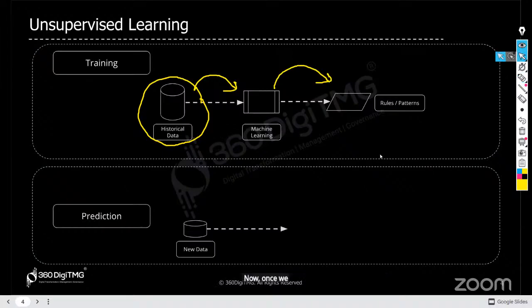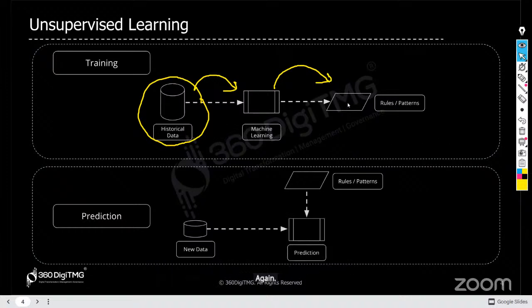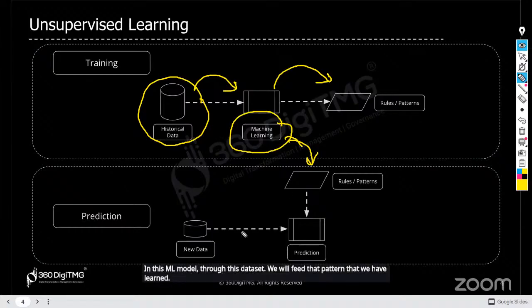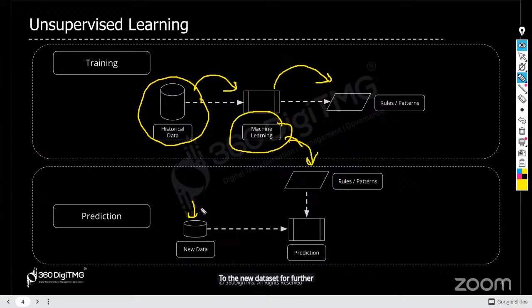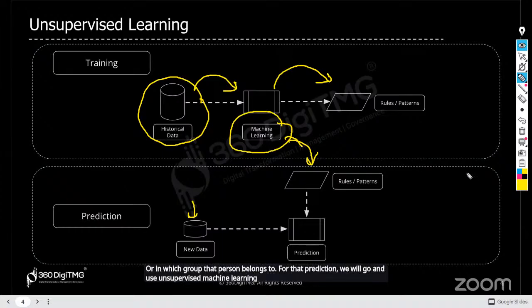Now, let's suppose we get a completely new data set. According to the rules and patterns that the ML model has learned from the earlier data set, we feed that learned pattern to the new data set for further prediction. Let's suppose a new person comes: in which group does that person belong, in which category of person? For that prediction, we will use the unsupervised machine learning model.